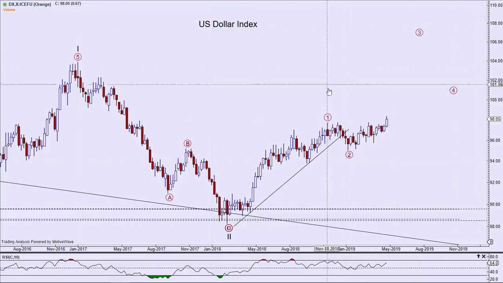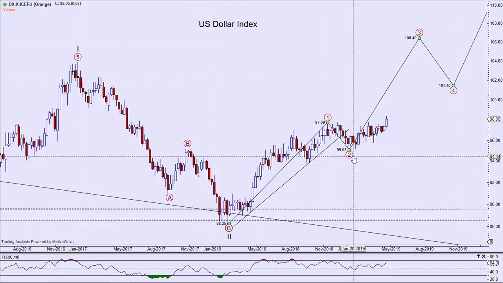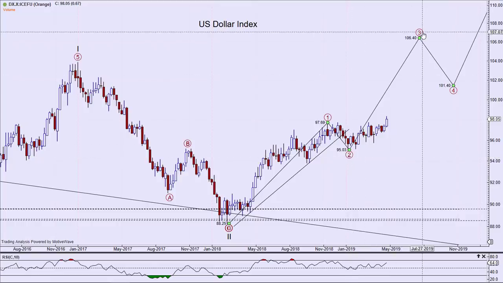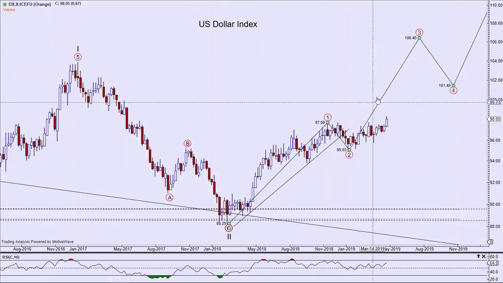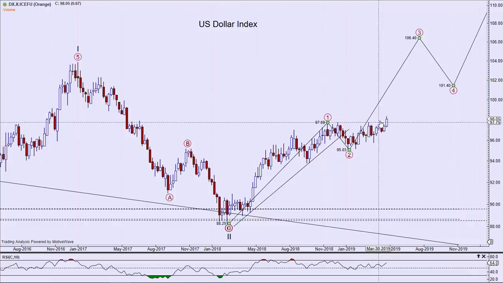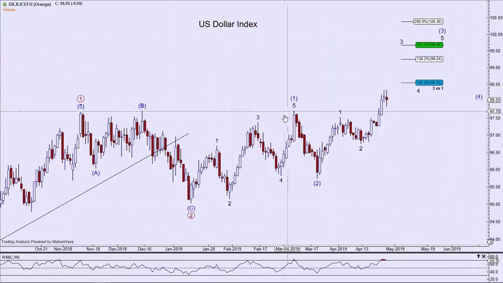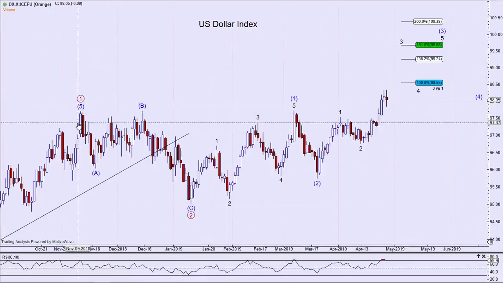Now, I've been looking for this dollar index to continue pushing for several weeks, and it is taking its time. And in my account, I've got it as a primary wave 3 within a cycle wave 3. So looking for this to push higher. Finally, it broke up in here, and it broke above that 97.71 level. Why am I talking about 97.71?